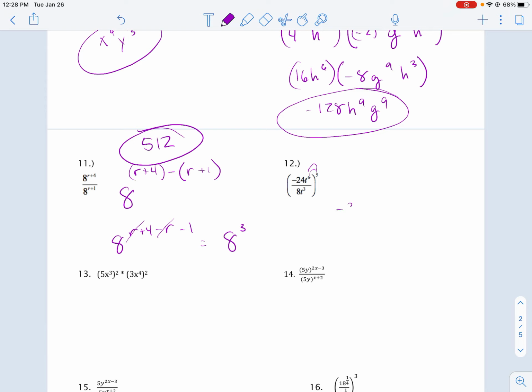Distribute that 5 there, so negative 24 to the 5th power. 6 times 5, well, that's 30. All over 8 to the 5th power, t to the 15. Okay, so we're going to get some really big numbers. Negative 24 raised to the 5th power. Holy smokes. So negative 7,962,624.